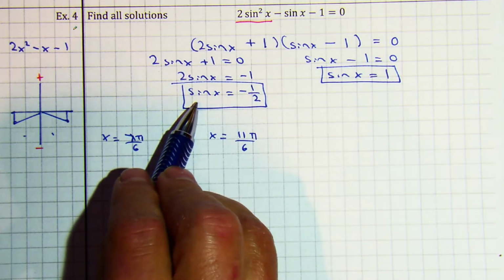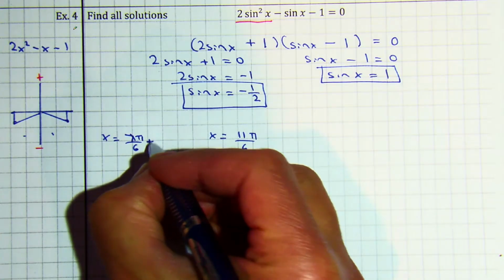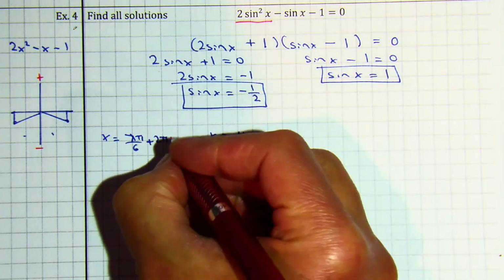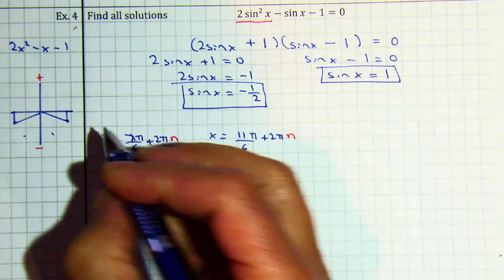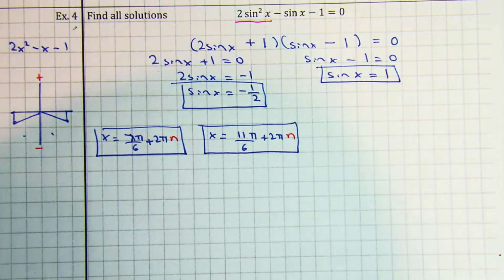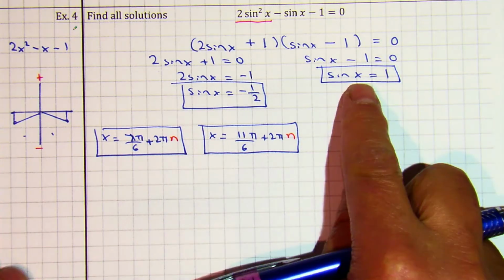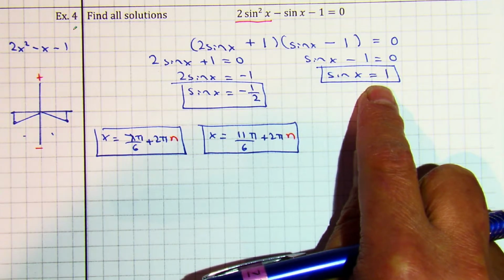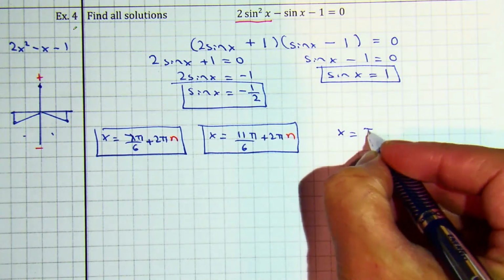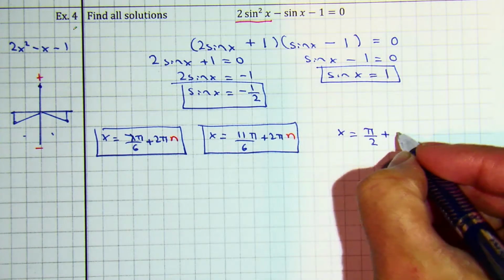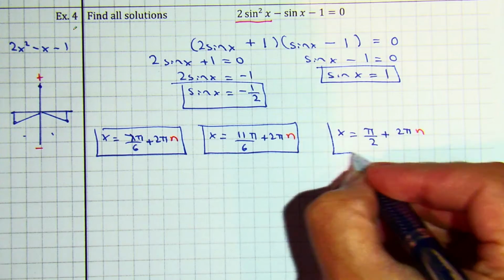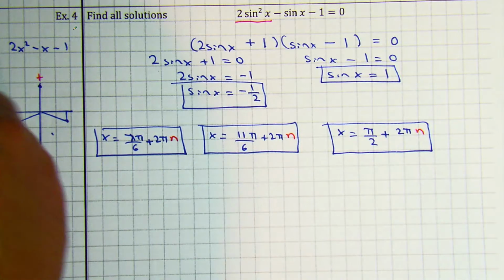What is the period for sine of x? It'll be 2 pi. And that will give you all the solutions. How about sine of x equals 1? Correct. Positive 1 will be pi over 2. So for this one will be x equal to pi over 2 plus 2 pi n, where n is an integer.